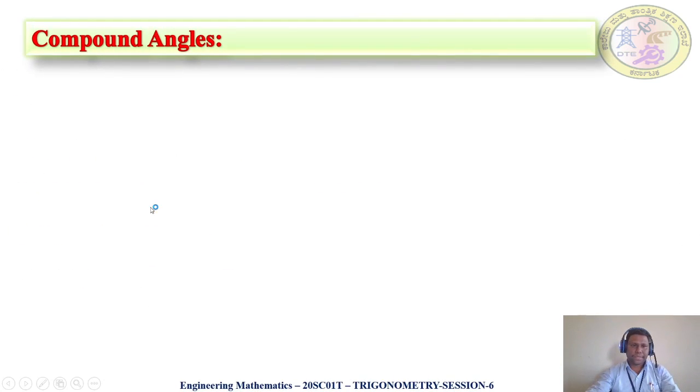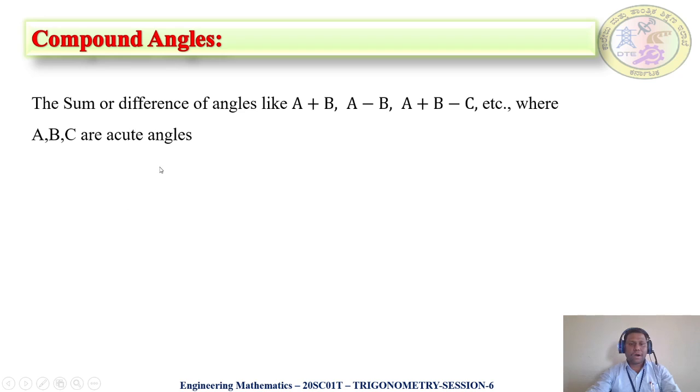So first we have to know what compound angles are. Compound means it is a sum or difference. We are taking the sum of angles or the difference of angles. So the sum or difference of angles like A plus B, A minus B, A plus B plus C, A plus B minus C, etc., where A, B, C are acute angles, are called compound angles.